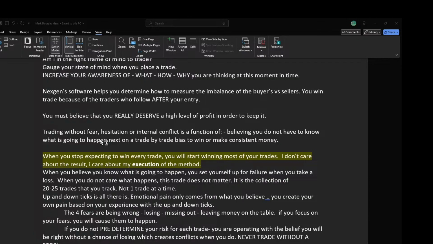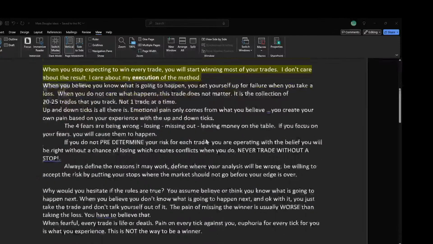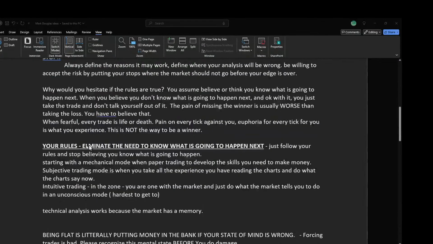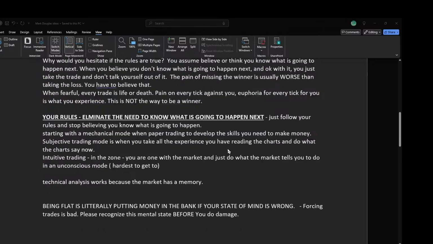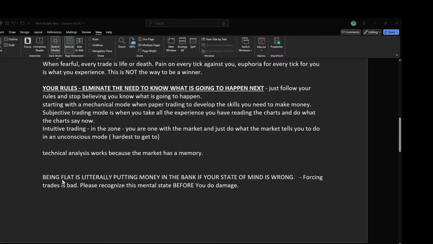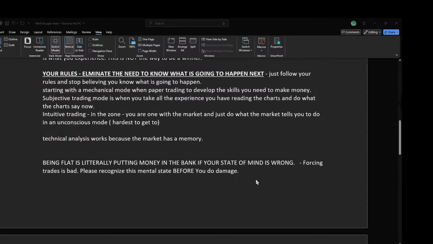When I talk about accepting that a trade wins 70 to 80% of the time, the other side of that is accepting that it loses 20 to 30% of the time. You never know what's going to happen on a trade-by-trade basis, but you don't have to. And I love that because it goes with everything that we do. Your rules eliminate the need to know what's going to happen next. I love it. What Pete was saying, being flat is literally putting money in the bank if your state of mind is wrong, if your rules aren't met.